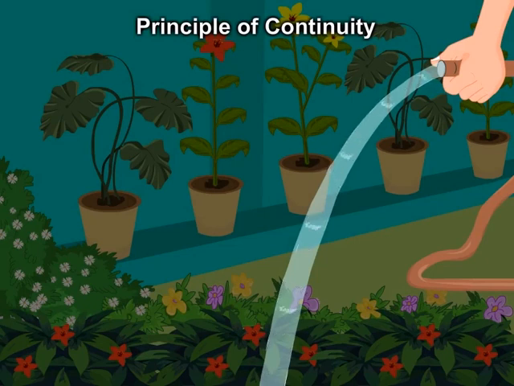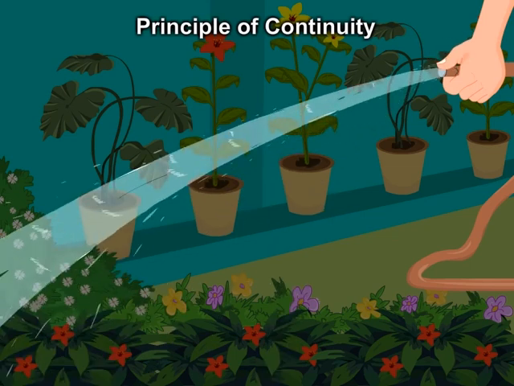While watering the plants, one can increase the speed of water flowing out of the pipe and hence can sprinkle water over a larger area by reducing the area of cross-section by partially closing the pipe with the thumb.